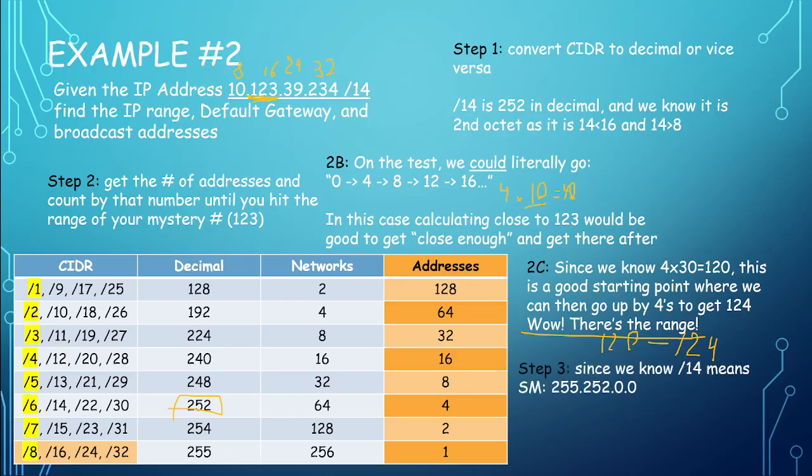And since we know CIDR 14 is the subnet mask 255.252.0.0, and we know this is our IP address copied directly from right here, we can find our default gateway. We just copy down our 255, it's 10, and then we change it to the first number in our range, which is 120.